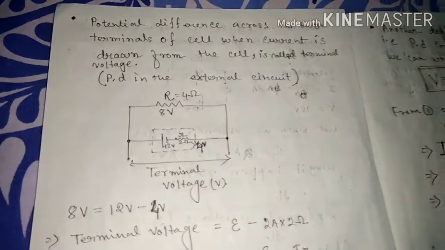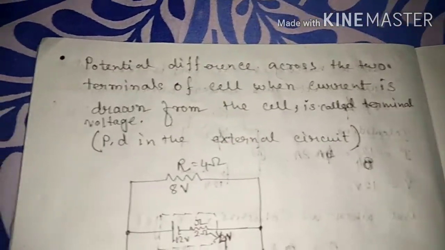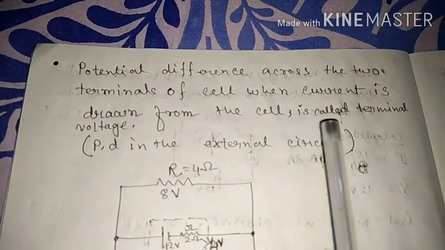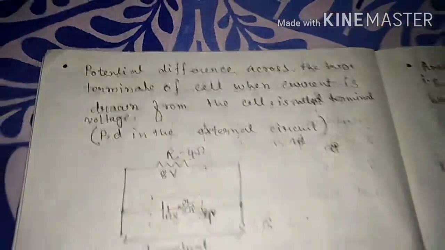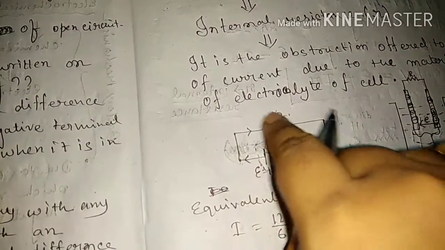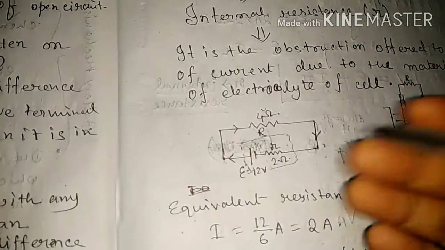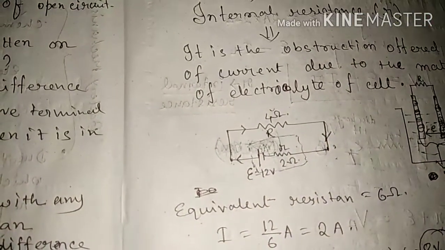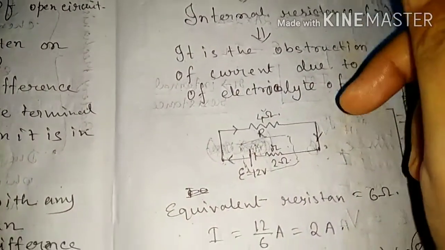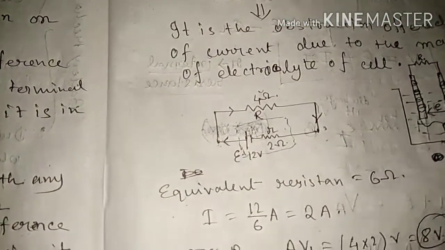So the potential difference across the two terminals of the cell when current is drawn from the cell, that means the circuit is closed. Only in that condition do we get the terminal voltage. This is a closed circuit, not an open circuit. Current moves from this side to this, that's why we get the voltage drop across the resistance. If it were an open circuit, we cannot get the terminal voltage. So we get terminal voltage when the circuit is closed, and we get EMF when the circuit is open, when no current flows in the circuit.